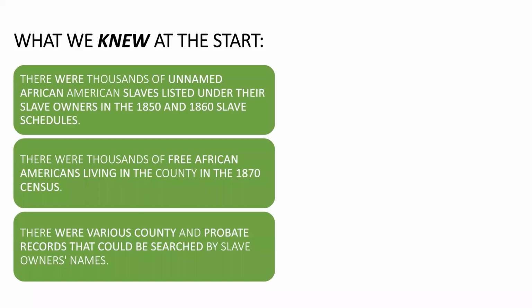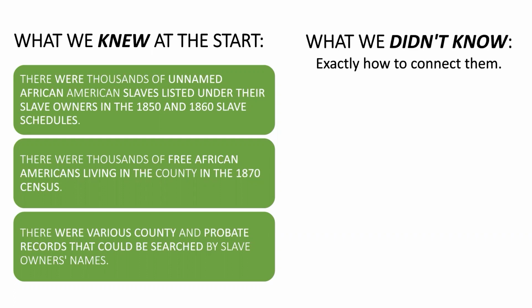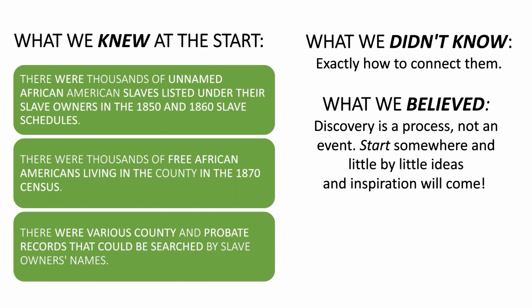So what we knew at the start was that there were thousands of unnamed, unidentified African American slaves in the slave schedules. We also knew there were thousands of free African Americans living in 1870, and that there were various records where slaves were named under their slave owner names. But what we didn't know is exactly how to connect them. We believed that if we just started somewhere, hopefully some ideas and inspiration would come, and sure enough, it has.